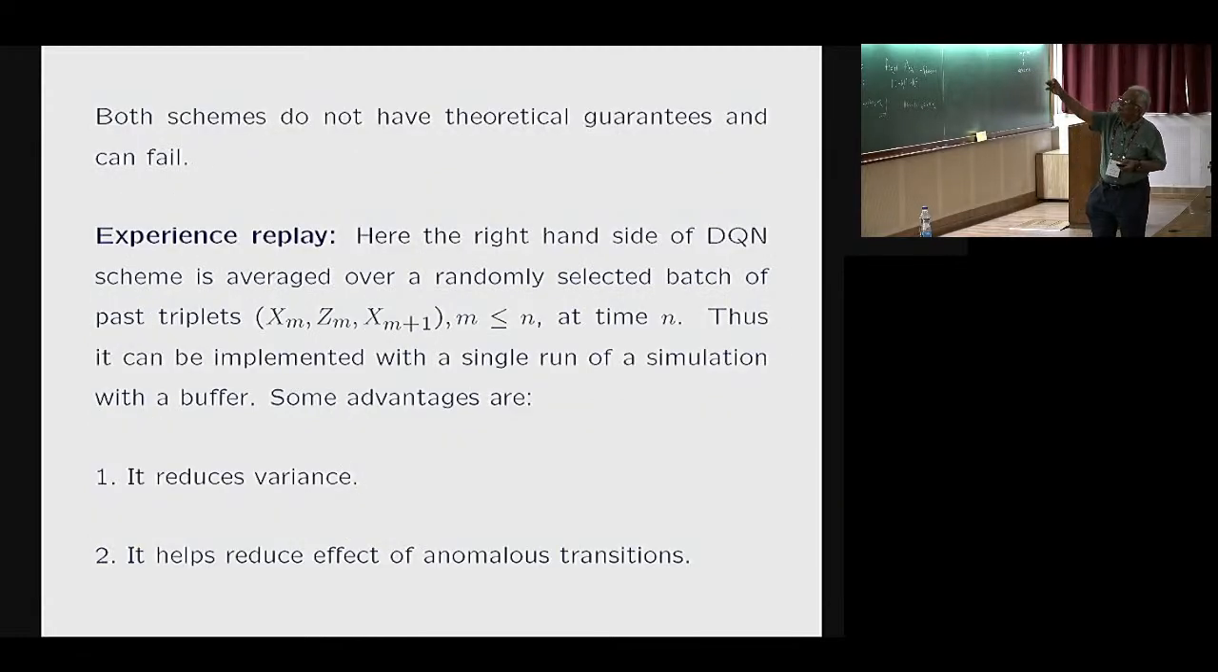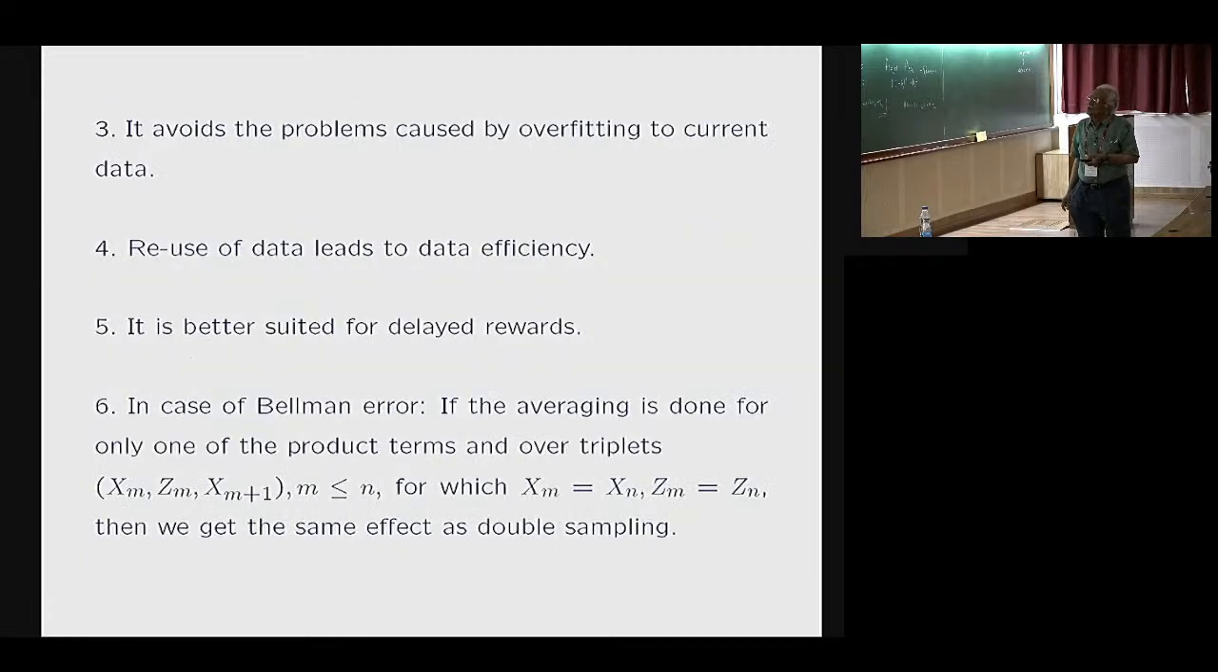So experience replay is where you average over the past, and the selling points people give are that it reduces variance and reduces the effect of anomalous transitions; occasional bizarre behavior is not given too much importance. Then all these things. This I took from somebody else's work which promotes this thing.